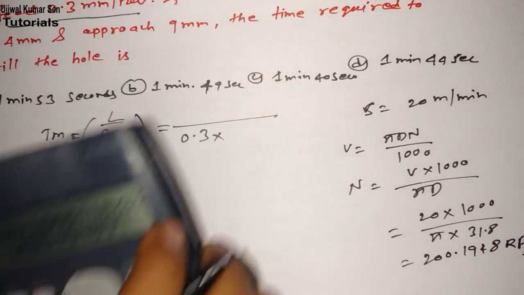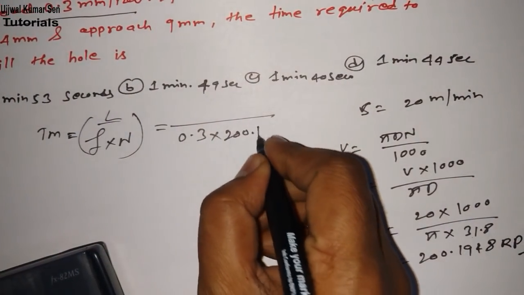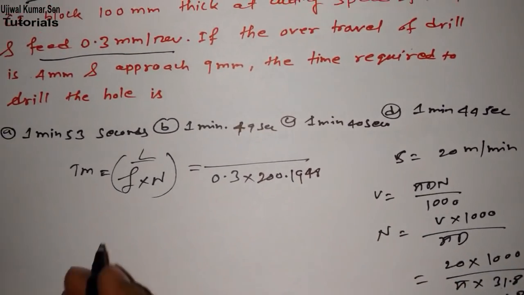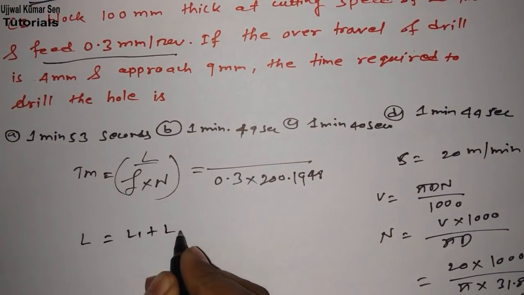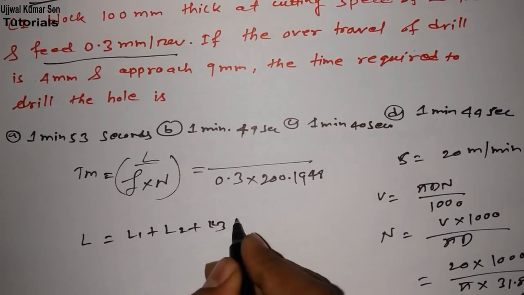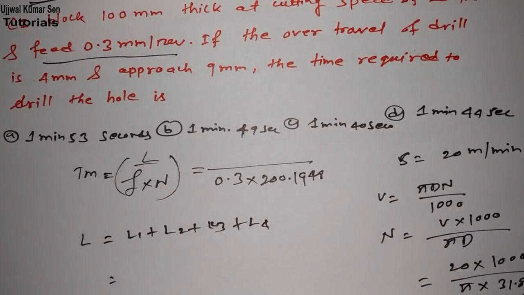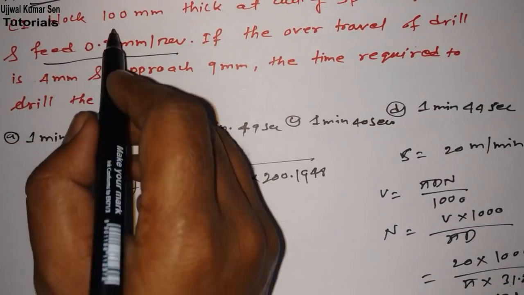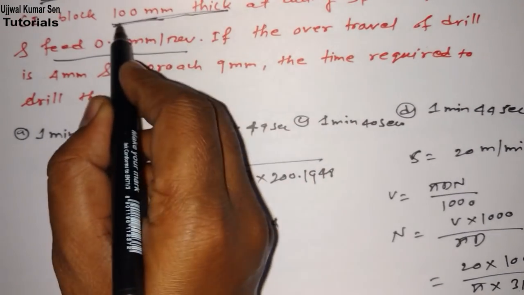200.1948 rpm. So we got this value, 200.1948, right? Now we have to find out L. As I have shared with you, L is equal to L1 plus L2 plus L3 plus L4. Now how many values are given depends on the problem, and only then can we find out total L. So the drill hole, cast iron block thickness is 100.